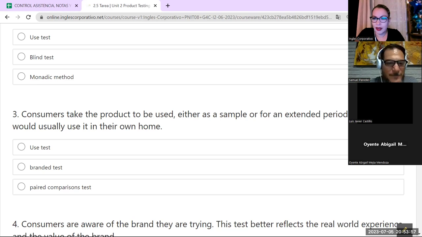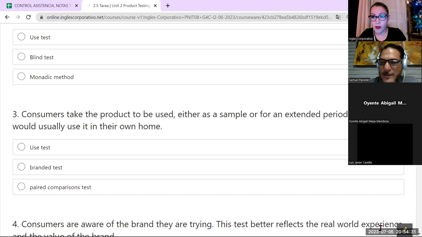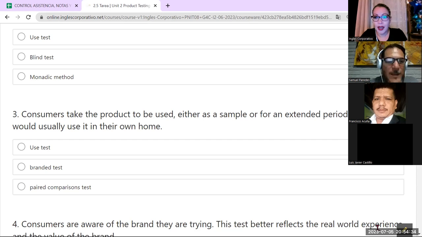Okay, number three. Consumers take the product to be used either as a sample or for an extended period, as they will usually use it in their own home. Gail said use test. Another one of you have a different answer? Francisco. Yeah, that's correct. Use test. Okay, so Francisco is the third winner.